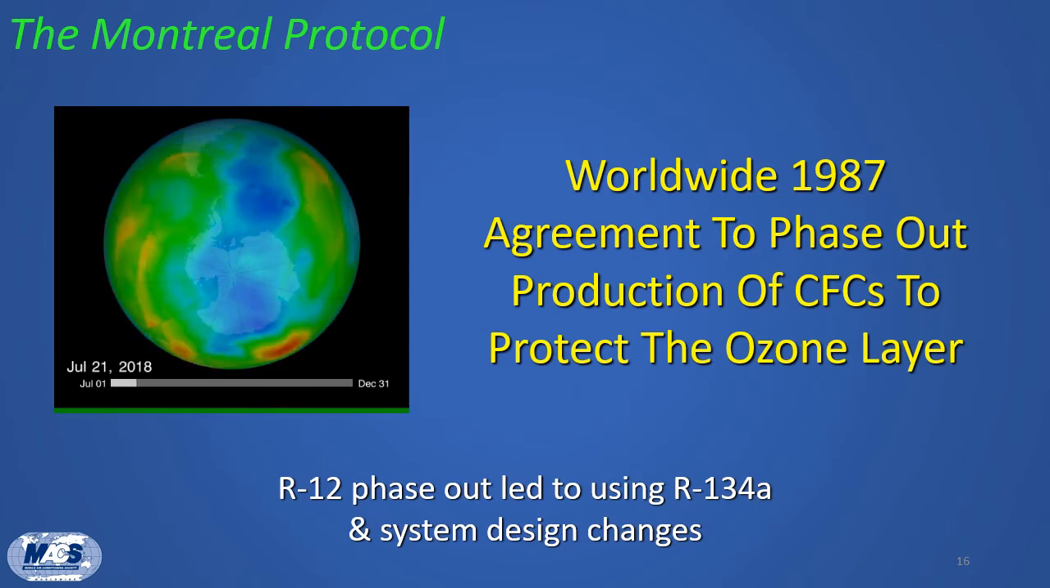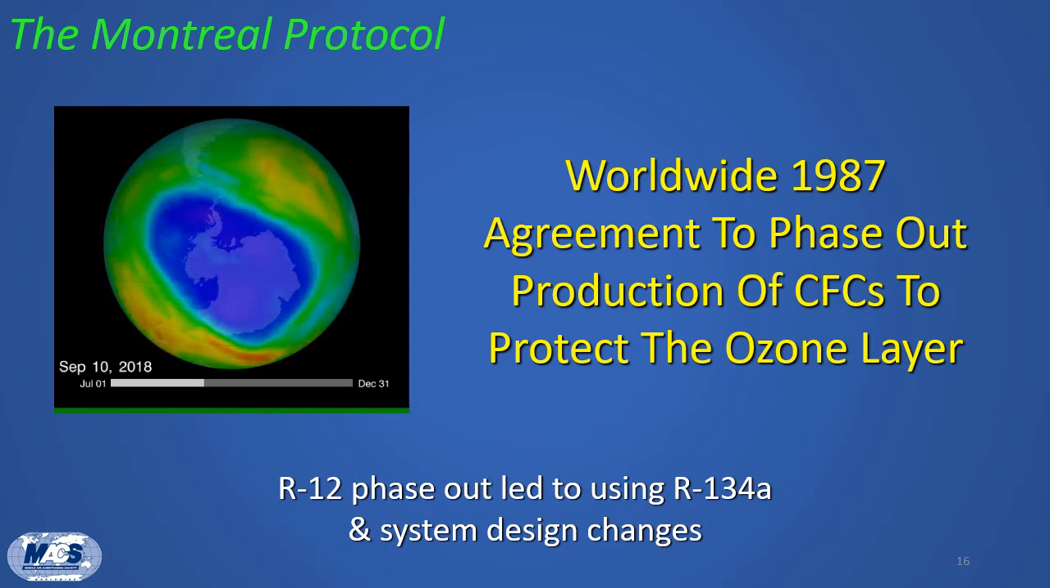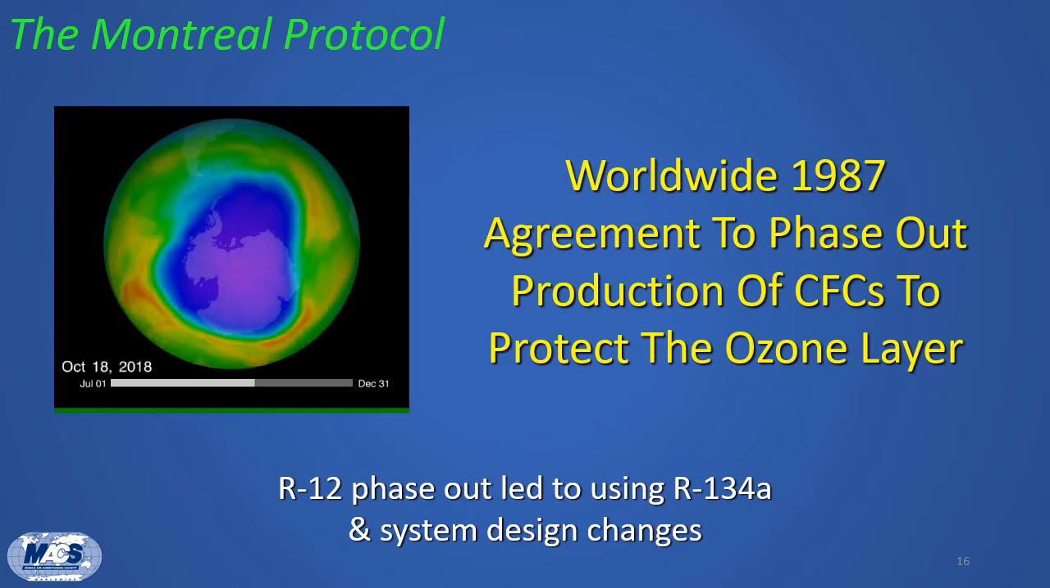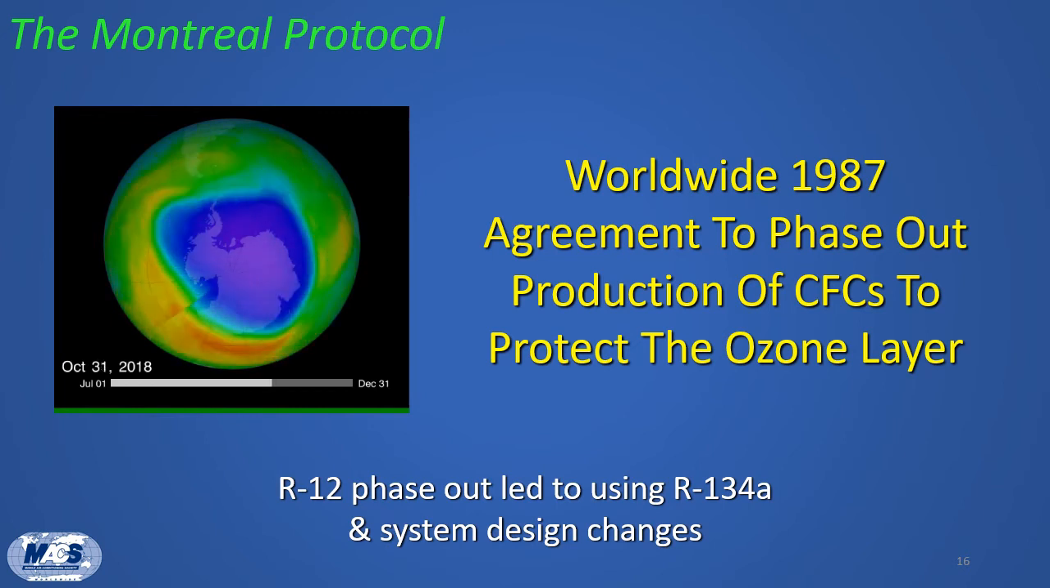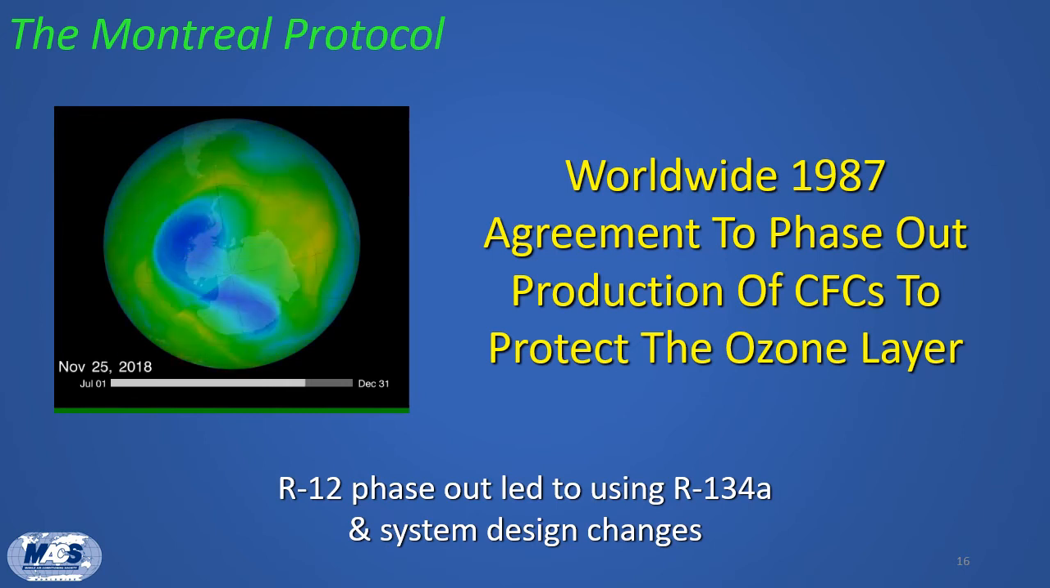CFC's ozone degrading effect became more evident when the ozone hole was discovered over Antarctica in 1985. Recognizing the global nature of the problem, in 1987, in Montreal, Quebec, 46 nations signed a treaty called the Montreal Protocol, agreeing to phase out the production of ozone-depleting substances, including R12.